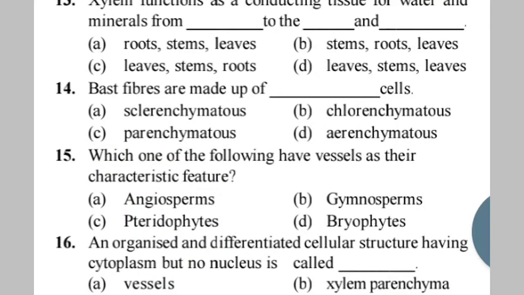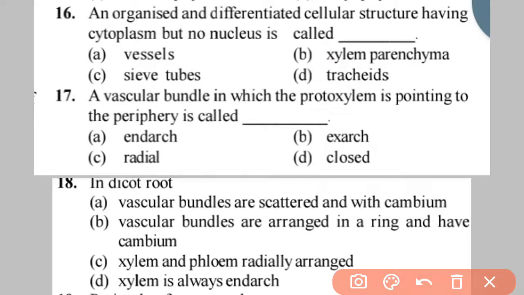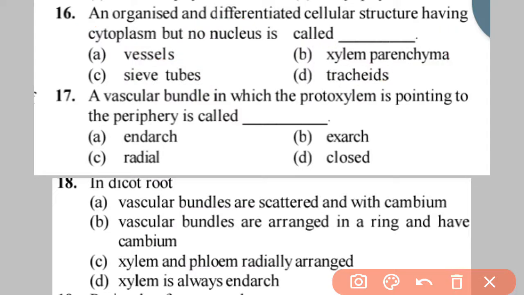Okay, let's move on. Question number 16. Question number 16 is, an organized and differentiated cellular structure having cytoplasm but no nucleus is called. Means nucleus is absent in which? Vessels, sieve tubes, xylem, parenchyma, or tracheids. So it is basically absent in sieve tubes. Okay, option B. So let's move on.